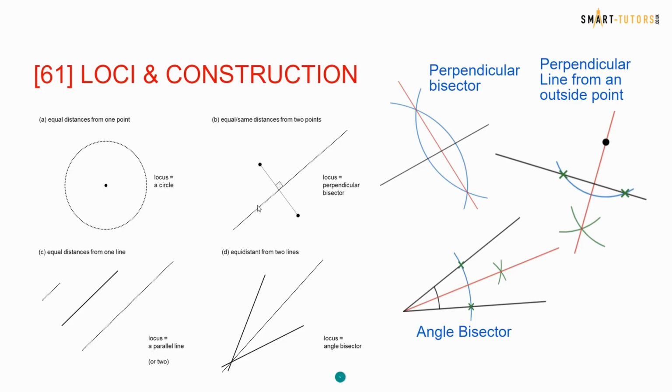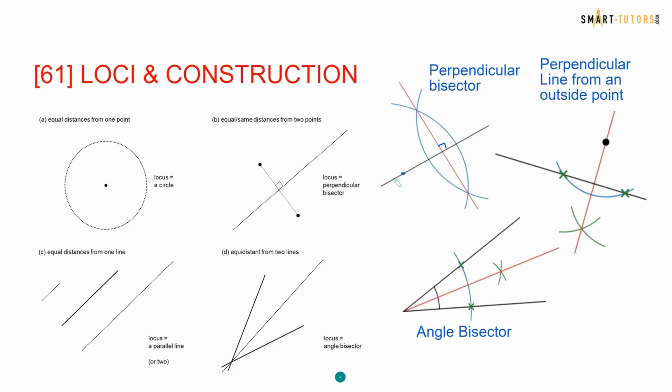So how to draw the perpendicular bisector? From the point here, you can draw an arc on either side. So from here one arc, from the other side another arc, and you construct the red color line as a perpendicular bisector. The third one, equal distance from one line. So from the one line, either side, equal distance, it's parallel lines.